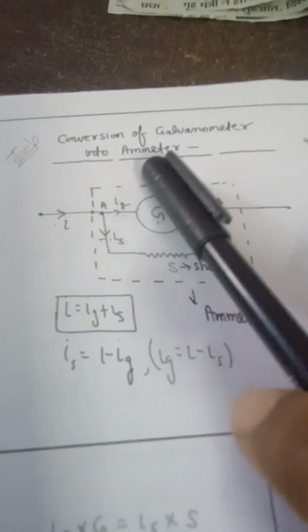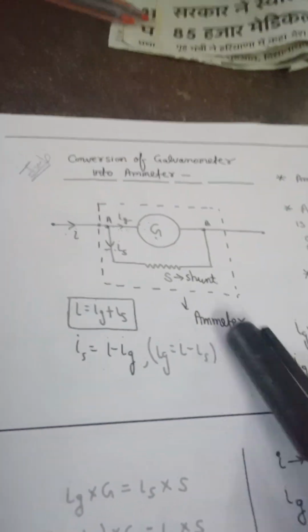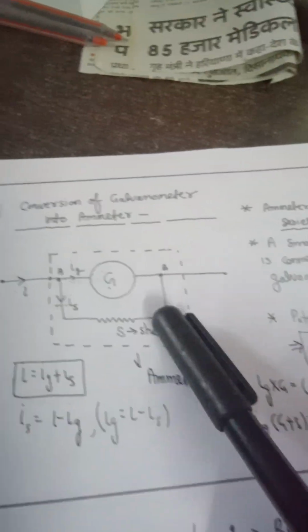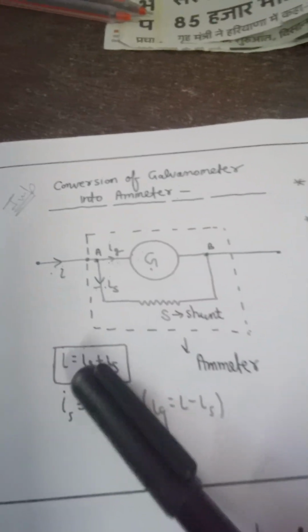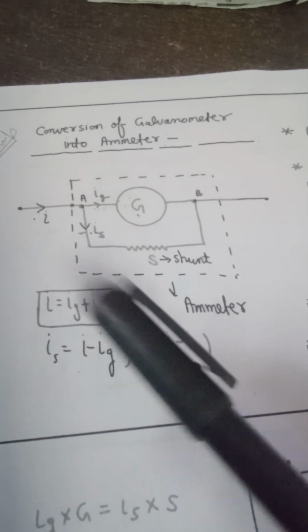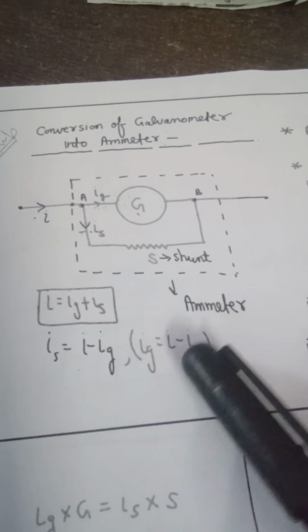Now it is about conversion of galvanometer into ammeter. So this is the structure of the galvanometer. When we put a shunt in parallel with the galvanometer, it will turn into an ammeter. In it, I is equal to Ig plus Is, and by it you can get Is is equal to I minus Ig. Okay, so Ig is equal to I minus Is.